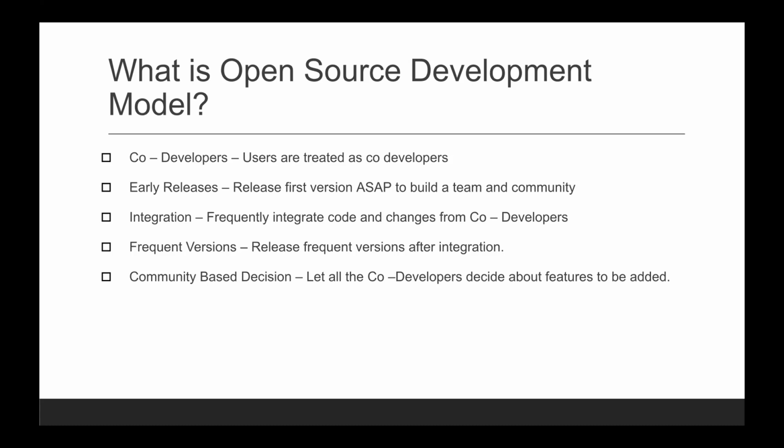Frequent versions. So as I said, there is some library and all, so there could be frequent versions after integration. So let's say I merged one PR, so I release version 0.0.1, then I merged another PR, and the next version is 0.0.2, something like that.